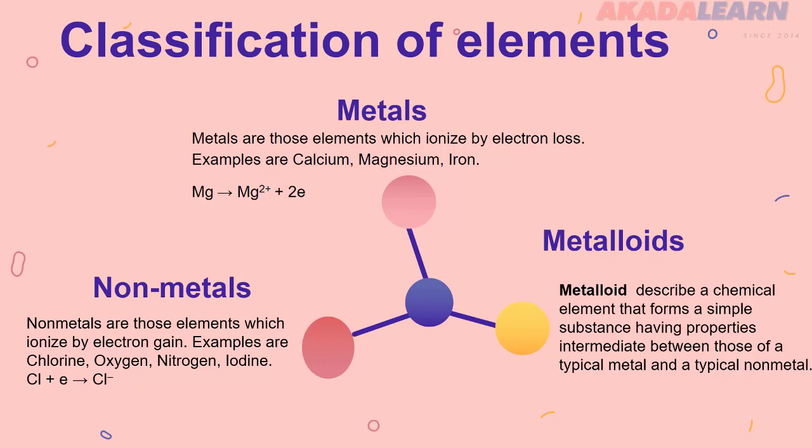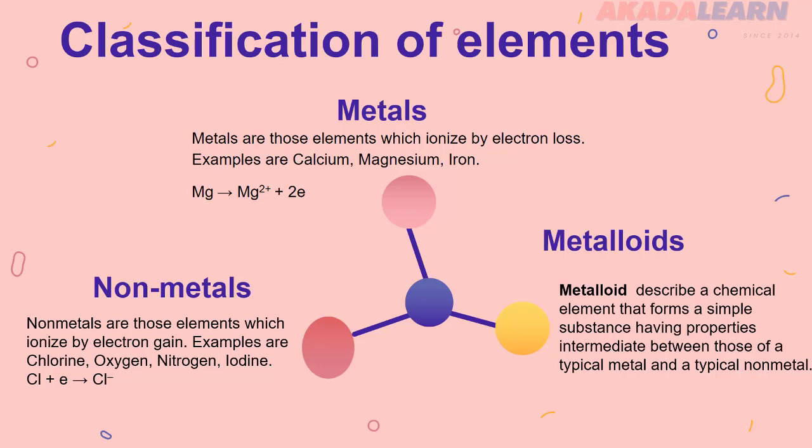And you can see we are using magnesium as an example here. You can see how magnesium to your right hand side will lose 2 electrons to become Mg2+. Now, the non-metals are those elements which ionize by electron gain. Examples are chlorine, oxygen, nitrogen, iodine, etc. You can see we are using chlorine as an example. When chlorine gains 1 electron, it becomes Cl-.